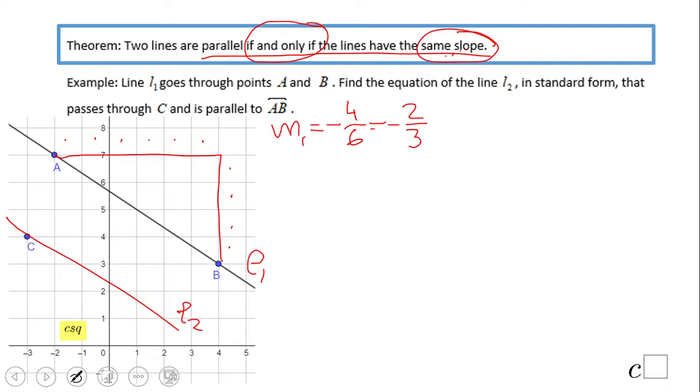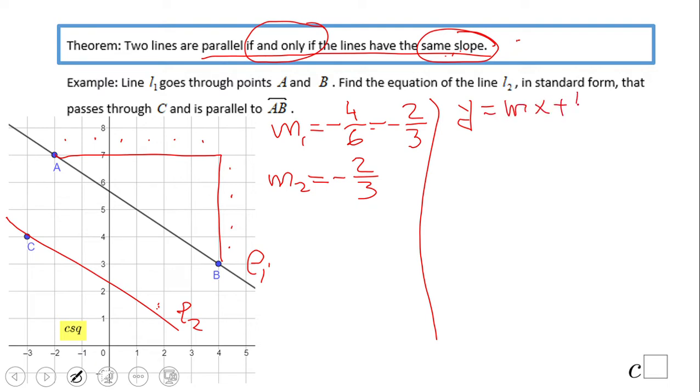Of course, you can use the slope formula if you want. The points are given to you, you should get the same answer. So now if we know the slope of this line, we know in fact the slope of the second line, which is also negative 2/3, because these two parallel lines, L2 and L1, have the same slope. And now we have two choices. We can use the point-slope form or the slope-intercept form. I'm going to use the last one, y equals mx plus b, which most students are familiar with.